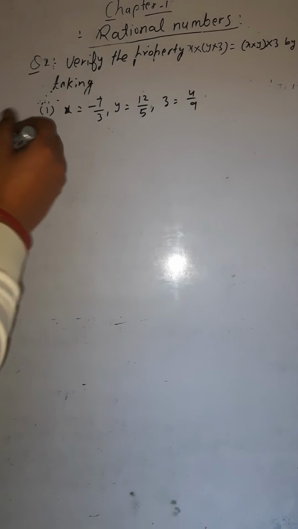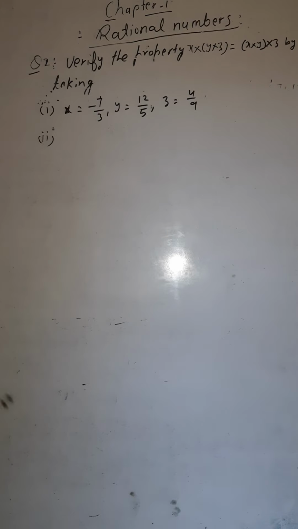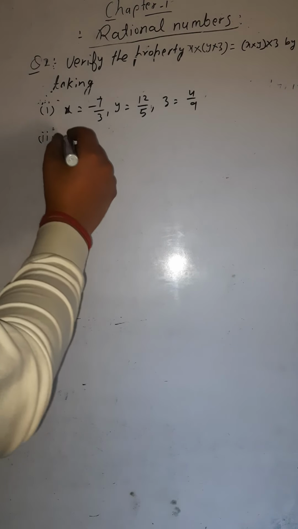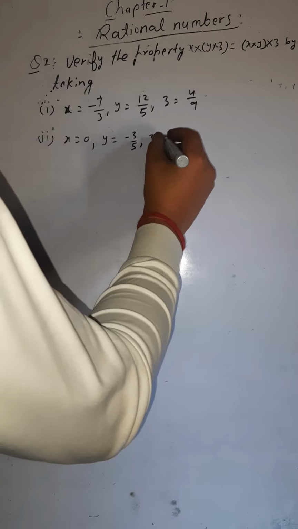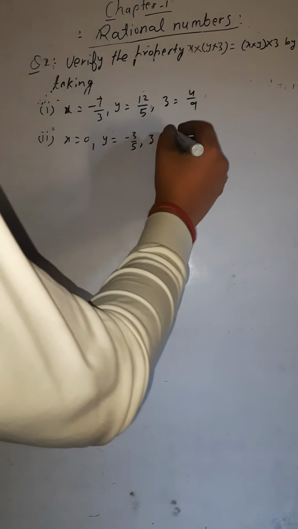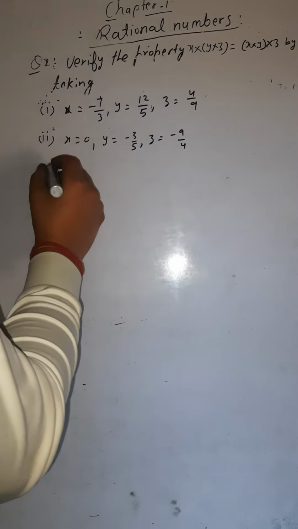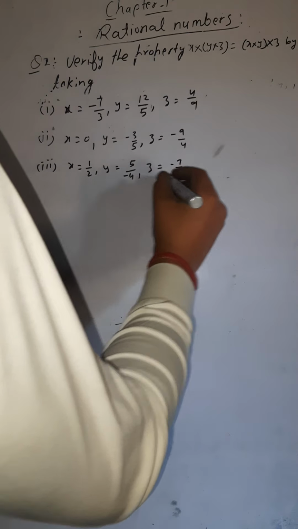Question number 2 is X is 0, Y is minus 3 by 5, and Z you would take as minus 9 by 4. Then similarly you have question number 3. X is 1 by 2, value of Y is 5 by 4, and value of Z is minus 7 by 5.